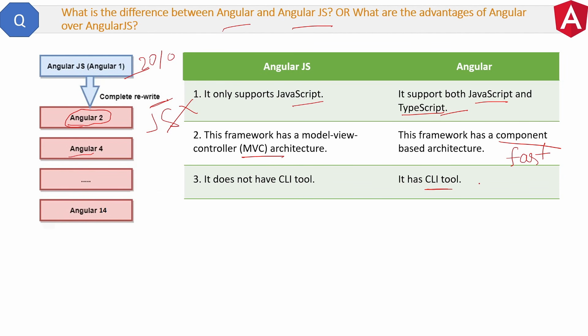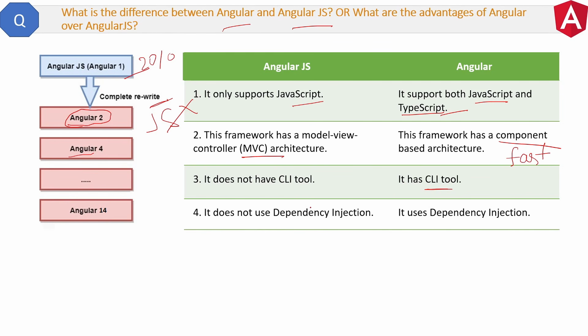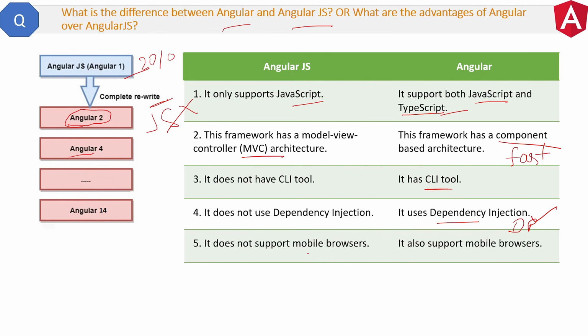The next difference and advantage is AngularJS does not use dependency injection, whereas Angular uses dependency injection, and dependency injection is a very good design pattern and I will cover a separate question on this soon. Then the next difference is AngularJS does not support mobile browsers, but Angular supports mobile browsers. And the last difference you can say is AngularJS is not so fast. That's why Google replaced it with Angular.